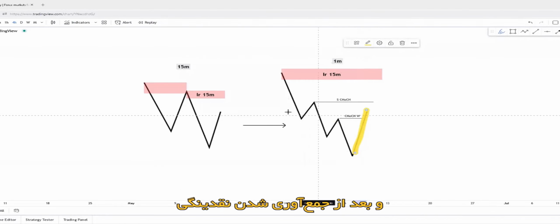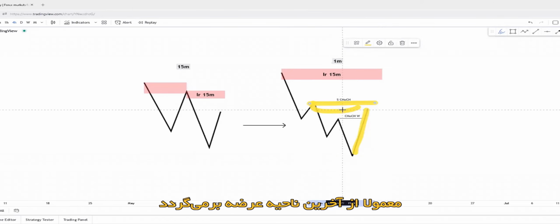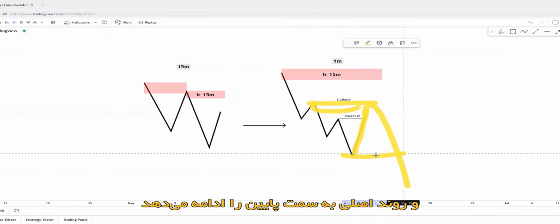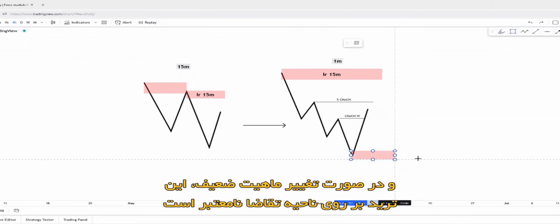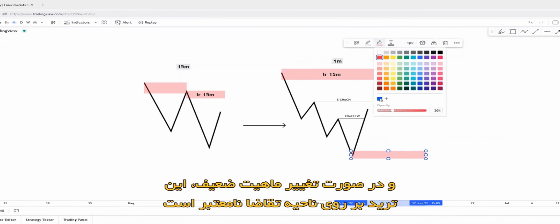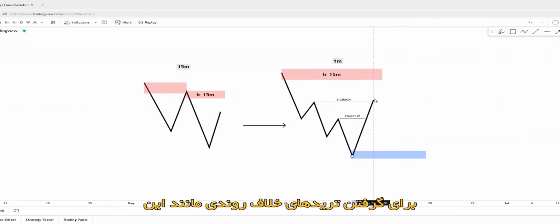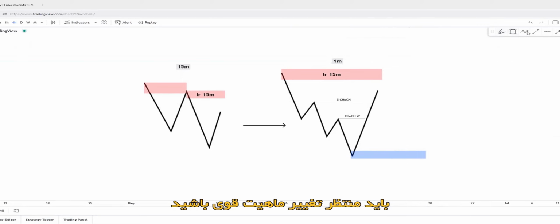And after liquidity is collected, it usually reverses on this last recent supply zone and continues the main trend to the downside. So this demand trade right here will be invalid. This demand trade will be invalid if price only creates a weak change of character. In order to take a counter trend trade like this, you have to wait for a strong change of character.